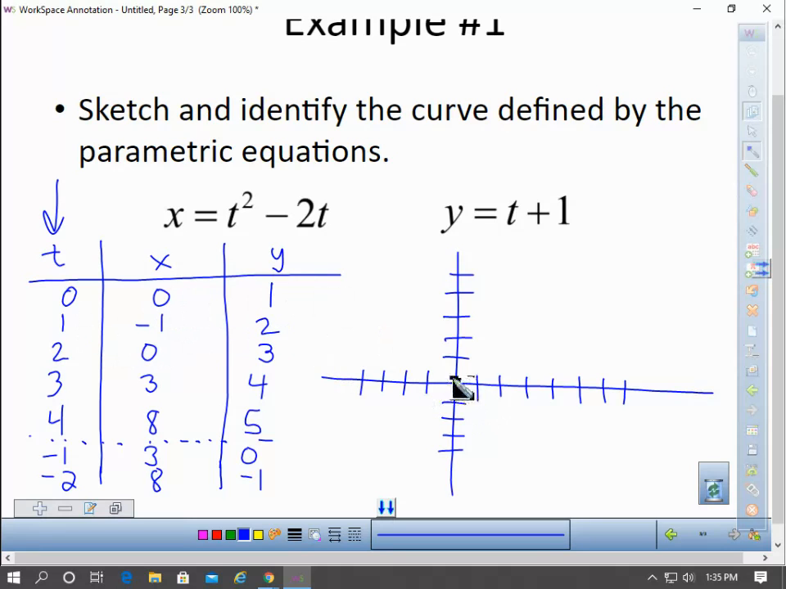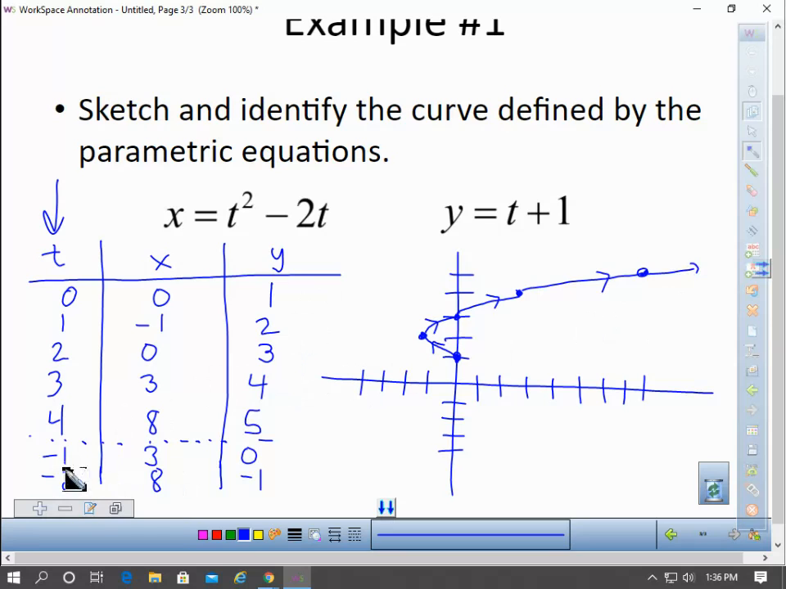I've got 0, 1, so I'm 0, 1 right here. And then I'm -1, 2. So that means it's connecting from here to here. And I'm traveling this way. Then I'm 0, 3. So then I'm 0, 3, traveling that way. And then we're 3, 4, traveling that way. 8, 5. 1, 2, 3, 4, 5, 6, 7, 8. So 8, 5, and we're traveling in this direction, and we're going to keep going in that direction.